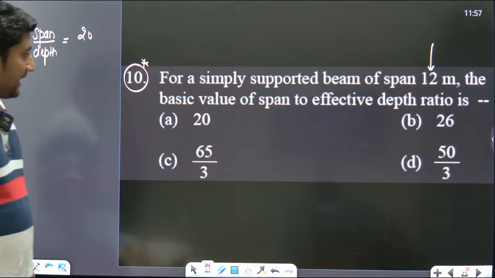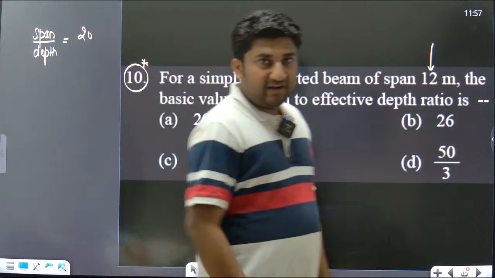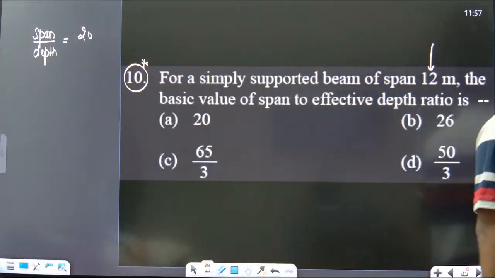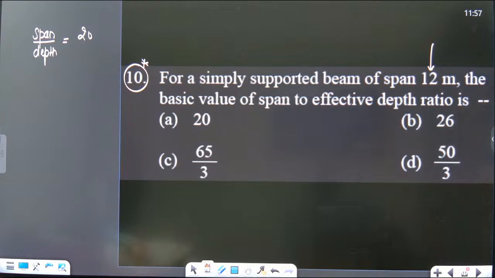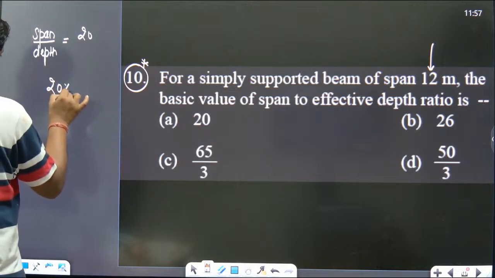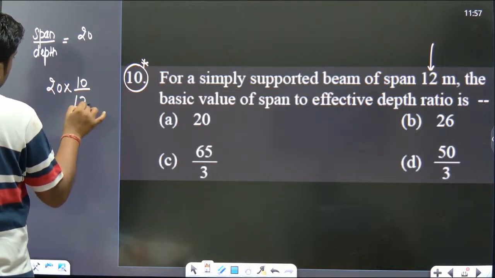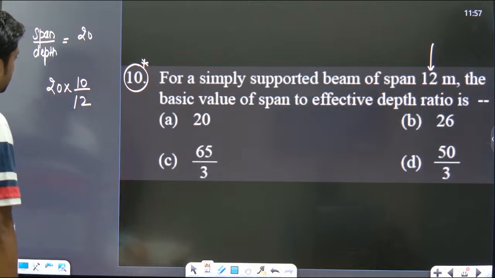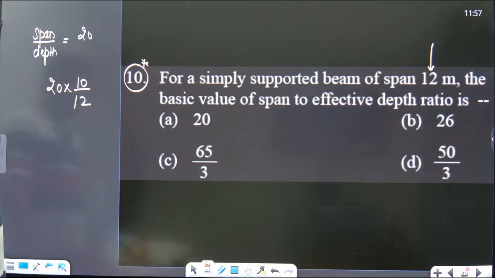Now, if the span is more than 10 meter, this value is multiplied by 10 upon span in meter. So the value 20 is multiplied by 10 upon span in meter. Understood everyone? So this is the value, and you can see very carefully.